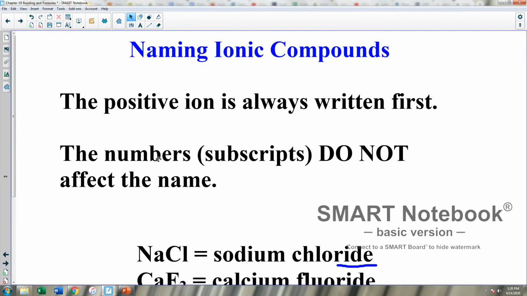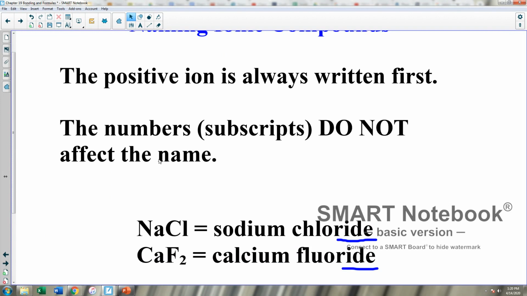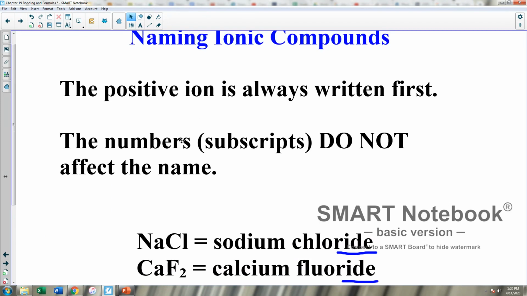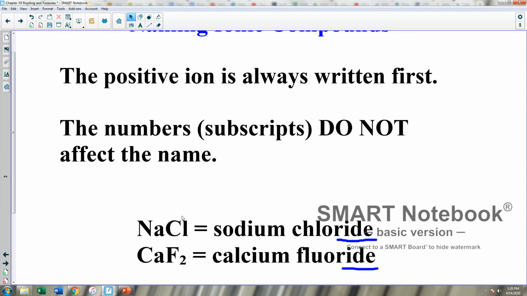I'll do a couple examples for you here, and I think you'll figure out how to do the homework from this. The subscripts don't change the name for ionic compounds because there's only one way to pair up a positive and a negative. So you don't need to think about the numbers at all for now in terms of naming. So sodium chloride is NaCl. CaF2 is calcium fluoride. I'm not going to call it difluoride or anything like that. I just call it calcium fluoride.